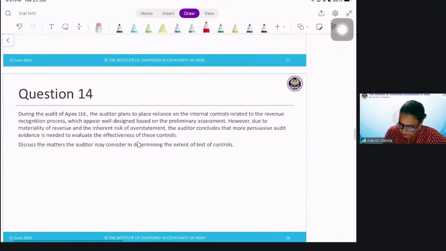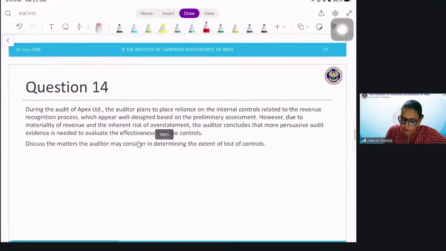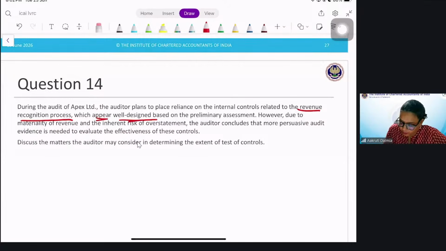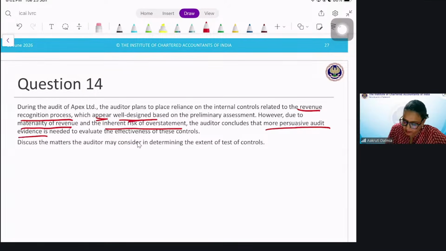Next. During the audit of Apex Limited, the auditor plans to place reliance on internal controls related to revenue recognition process, which appears to be well designed as of now. However, due to materiality of revenue and inherent risk of overstatement, the auditor concludes that he wants more persuasive evidence regarding effectiveness of control. Discuss the matters that the auditor will consider in determining the extent.